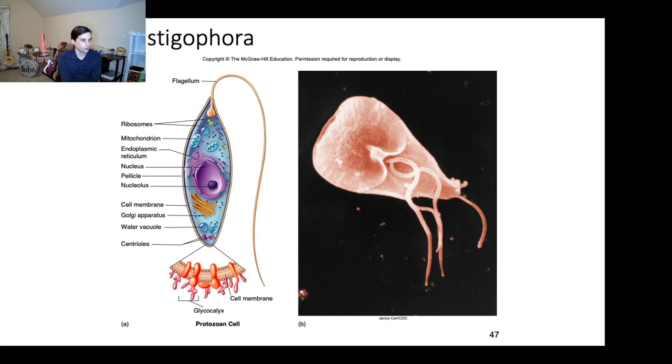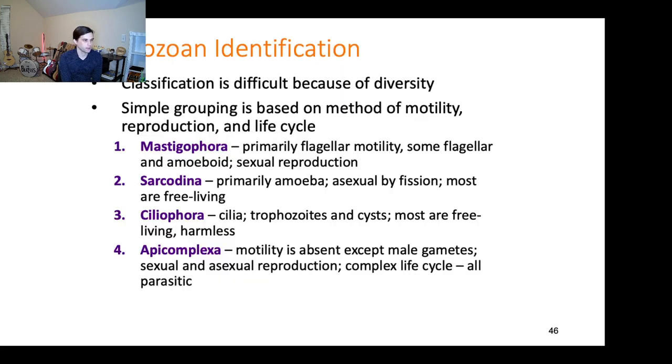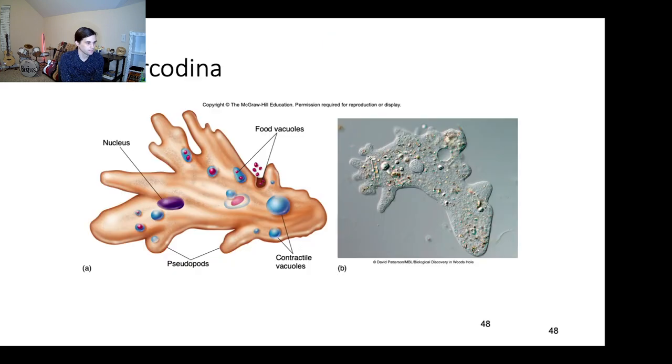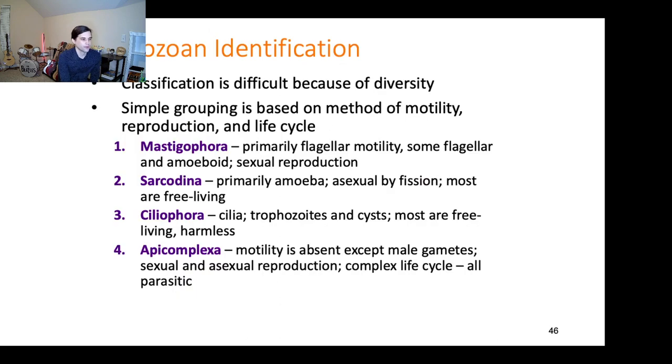So Mastigophora, this is Giardia, Giardia lamblia. Mastigophora are going to mostly move around with their flagella. There are some that move around like an amoeba, that kind of oozing thing. They're all going to reproduce by sexual reproduction. So Sarcodina are the stereotypical amoeba. You can see them here, they look like the little oozing guys that move around. They're going to reproduce asexually. They just split into a new organism.